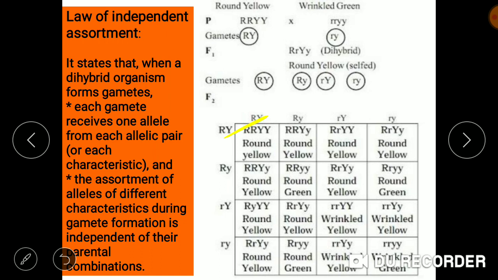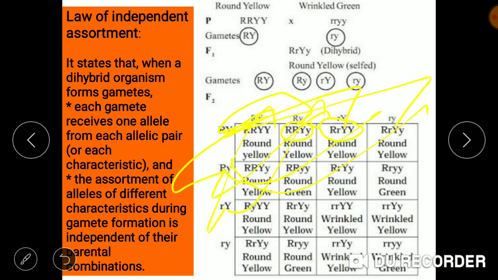Now we will perform the crossing between capital R, capital Y and capital R, small y. We have got capital R by crossing here capital R and capital Y, small y. Similarly, we will perform the crossing here: capital R, small r, capital Y, capital Y. Capital R, small r, capital Y, small y. Now, capital R, capital Y, small y. This is the way we will perform the crossing, and we will get the result at the end.